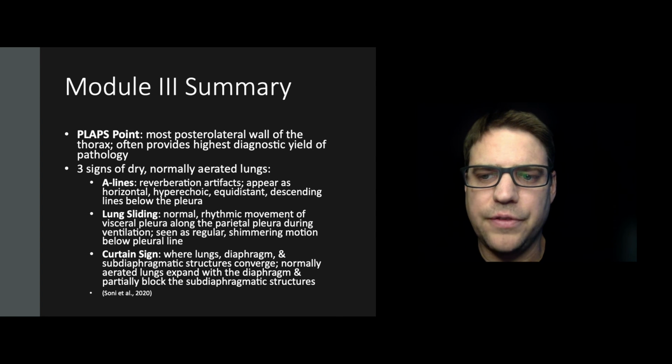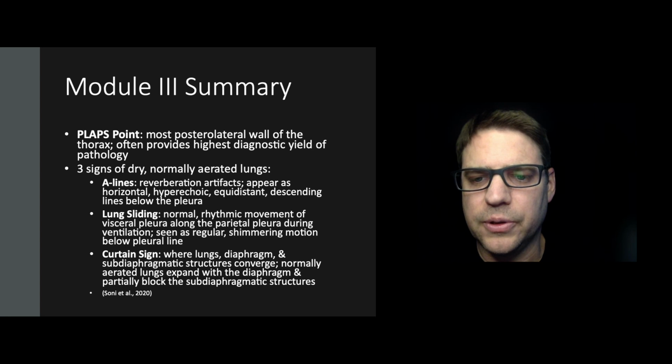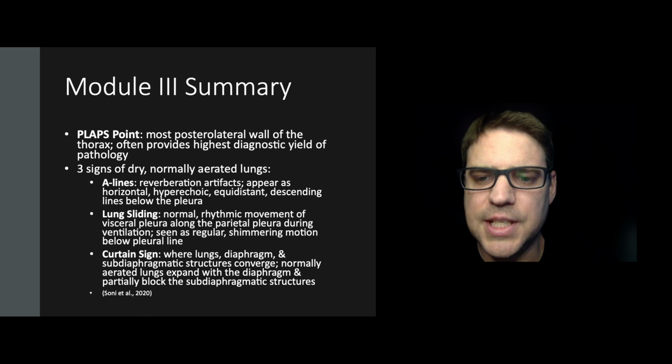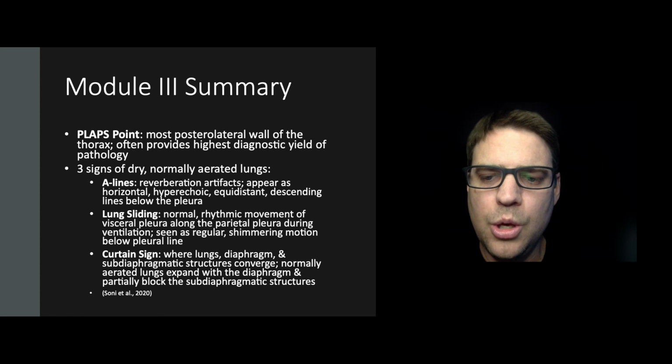A lines are reverberation artifacts created by sound waves that appear as horizontal, hyperechoic, equidistant, descending lines below the pleural line. Lung sliding is the normal, rhythmic movement of the visceral pleura gliding along the surface of the parietal pleura during ventilation, and is seen as a regular, shimmering motion below the pleural line. The curtain sign is seen where the lungs, diaphragm, and subdiaphragmatic structures converge, and is the result of the normally aerated lungs expanding with the diaphragm, which partially blocks the view of the subdiaphragmatic structures.